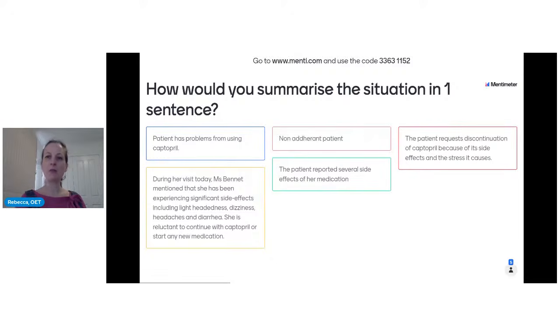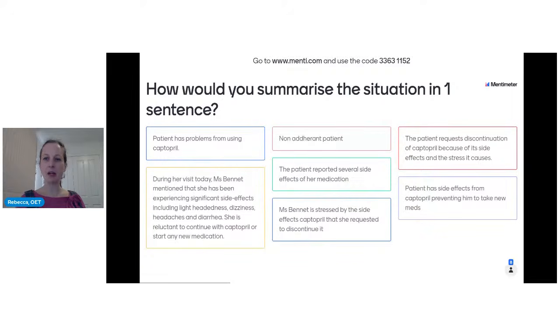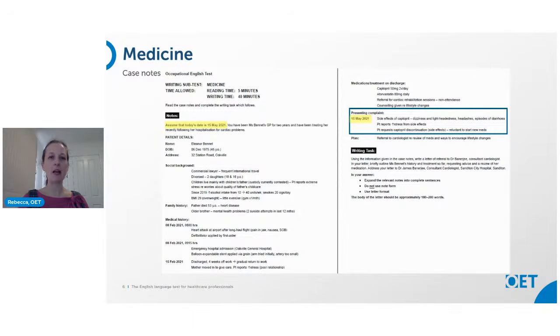And in the chats, we've got a few suggestions. Lee says the patient refers for symptoms secondary to captopril use, request discontinuation of the medication. The patient presented complaining of the side effects. That's from a couple of you. That's great. The patient requested to discontinue captopril due to side effects. Great. So I think altogether, we've come up with a good summary. Patient has side effects from captopril being the main part. So well done for working that out. And exactly, I would agree with you.